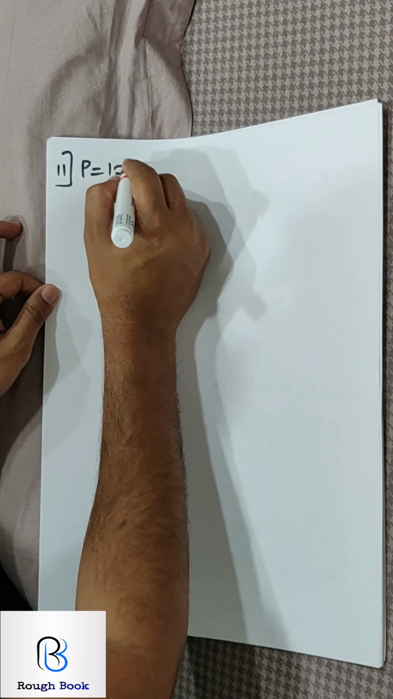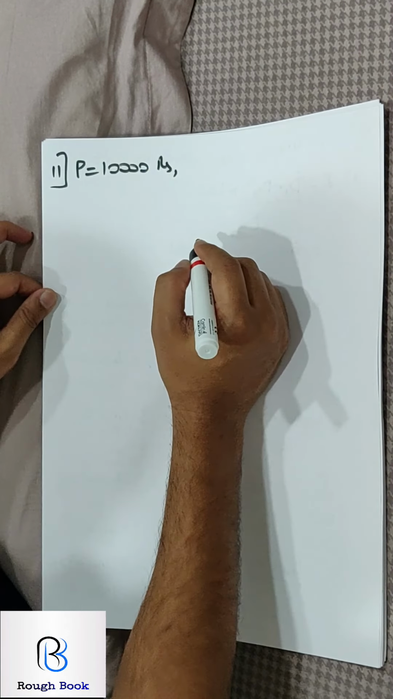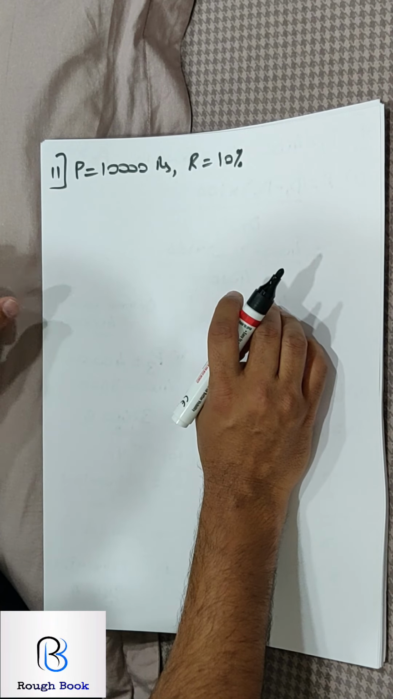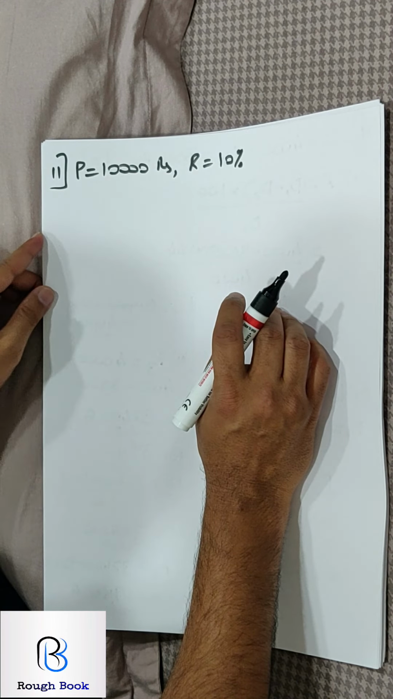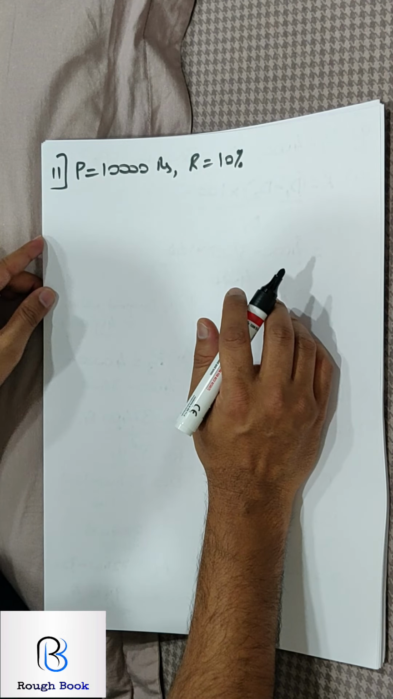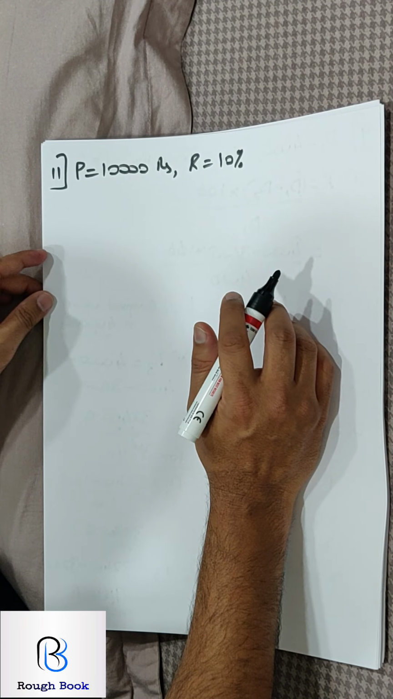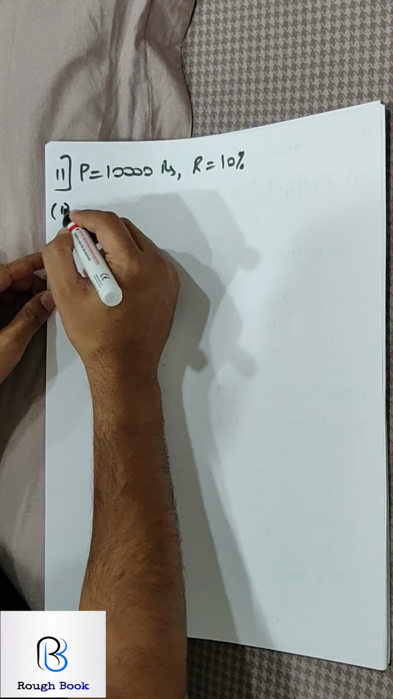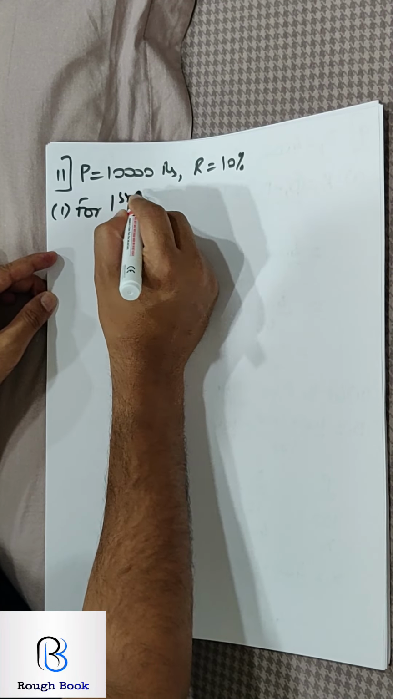A man borrows 10,000. So principal at the rate 10% compound interest. At the end of each year, he pays back 30% of the sum borrowed. How much money is left unpaid just after the second year? So you have to go till 2 years. Okay. So let's go part by part. For first year.